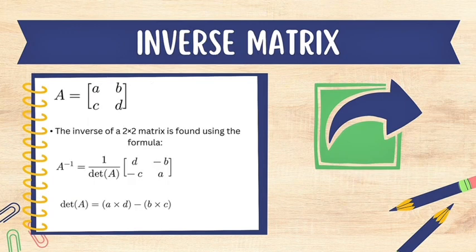The last is the inverse matrix. All of this is an example: matrix A with elements a, b, c, d. The inverse of a 2 multiplied by 2 matrix is found using the formula. You can see the letters a, b, c, d. For a and d, you must swap the positions, and for b and c, you must change their signs.